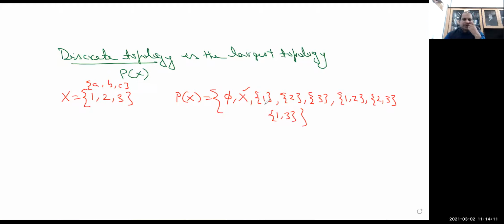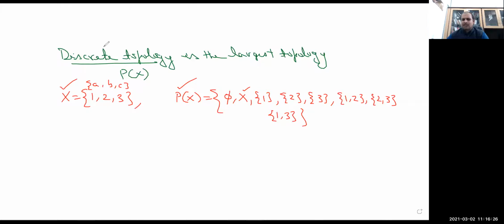Up to here, does anyone have any doubt? This is your power set, and one can check that this is going to satisfy the conditions. Okay.